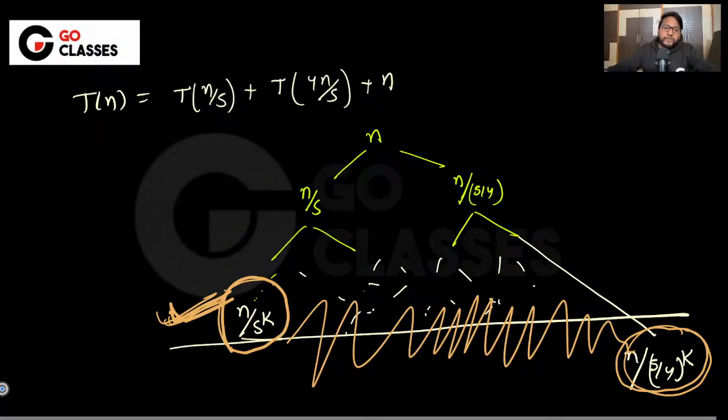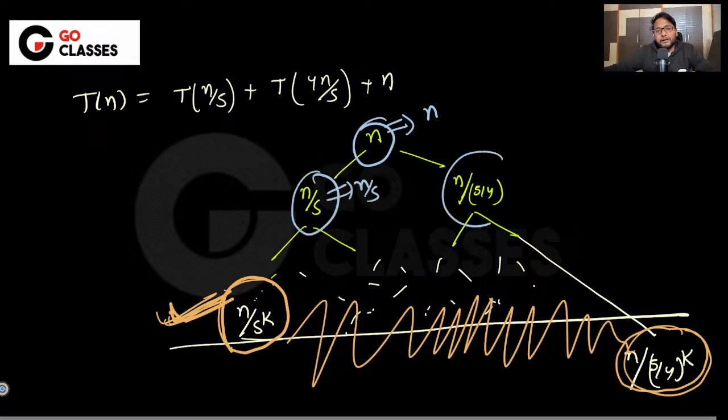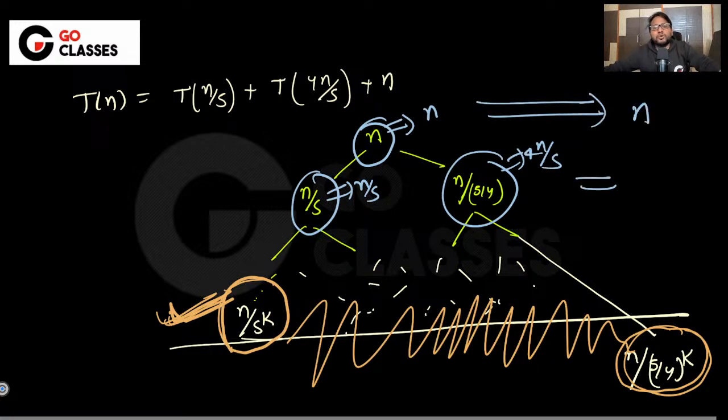See, at this node how much work are you doing? This is the work of division. At this node you are doing n work, because this is n. You are doing n by 5 work here, or 4n by 5 work here, which means ultimately at this level you are doing n work. At this level also, if you sum this up, you will be doing n work. At every level you are doing n work only.